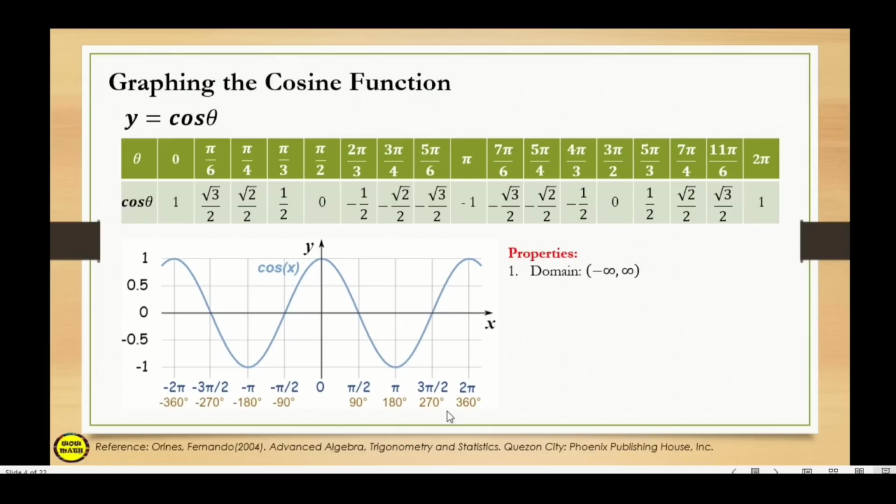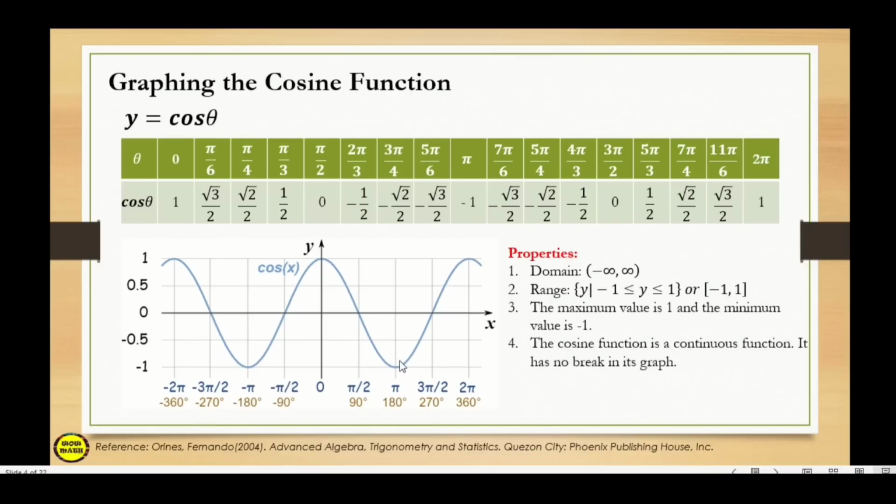So, same lang ng domain, set of all real numbers. And then yung range ng cosine function natin ay from negative 1 to positive 1 din. And then the maximum value is positive 1. And the minimum value ng graph ng function natin is negative 1. The cosine function is a continuous function. Ibig sabihin, tuloy-tuloy lang to. Walang break kasi wala naman siyang asymptote.